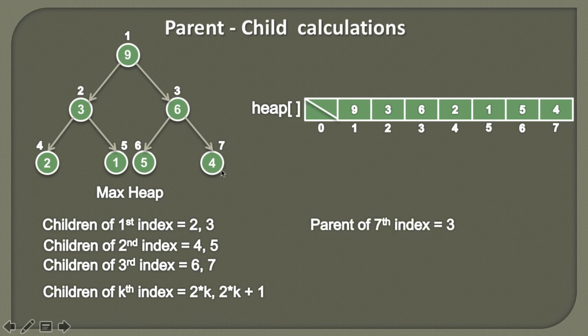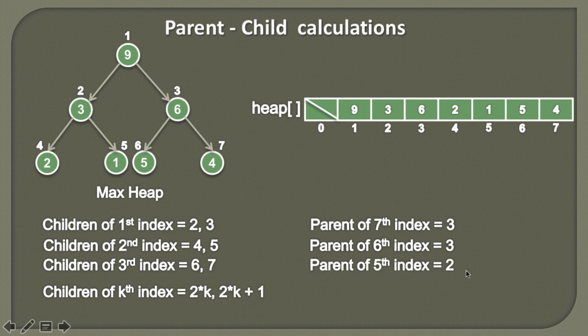Now let's say we are given any particular index and we want to find its parent index. Here you can see the parent of the 7th index is 3. So the parent of the 7th index is 3. The parent of the 6th index is 3. So the parent of the 6th index is also 3. The parent of the 5th index is 2. So this is the 5th index and its parent is at 2. So friends, in order to find the parent of the kth index, the formula would simply be k by 2.